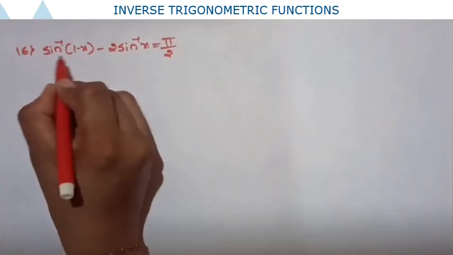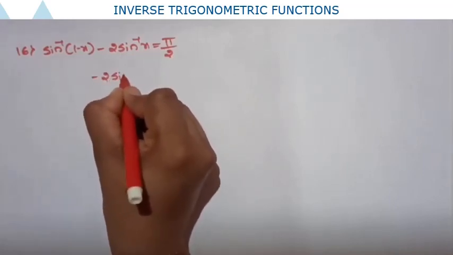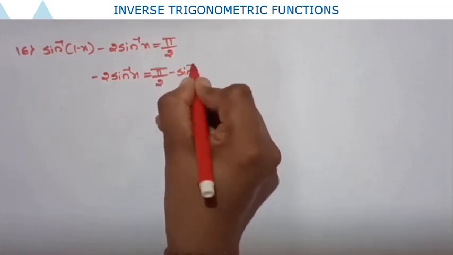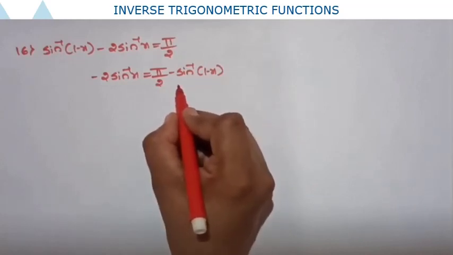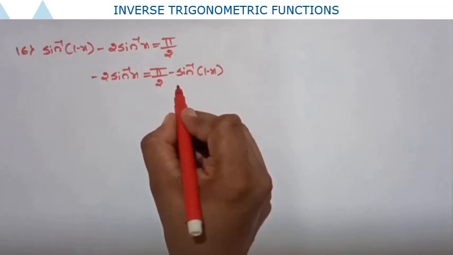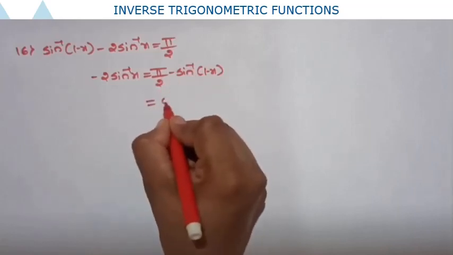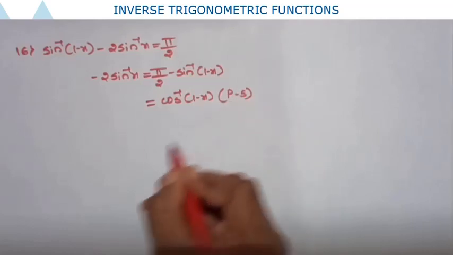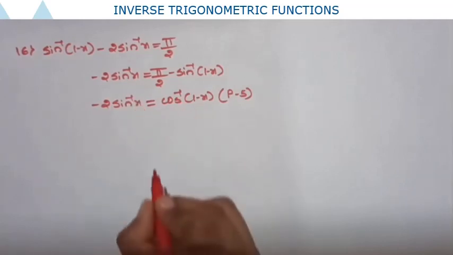Now I am sending this sin inverse of 1 minus x to this side, so this becomes minus 2 sin inverse x equals pi by 2 minus sin inverse of 1 minus x. I am using property number 5 here. Property number 5 is sin inverse x plus cos inverse x is equal to pi by 2. Therefore cos inverse x is equal to pi by 2 minus sin inverse x, so I can write this as cos inverse of 1 minus x. So minus 2 sin inverse x is equal to cos inverse of 1 minus x.